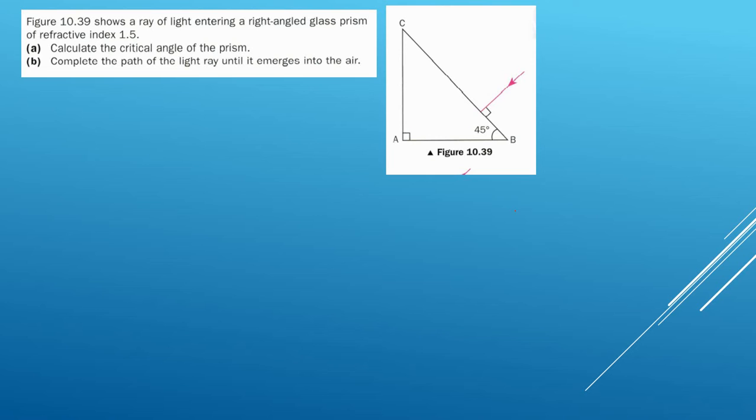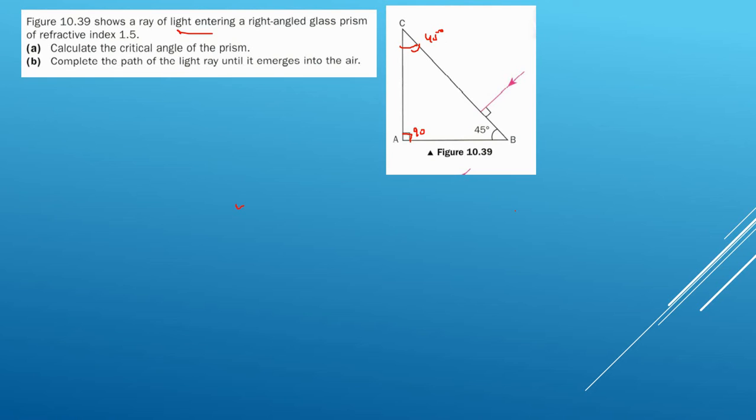But before going to that, just revise the refraction we have learned in the previous chapter, and how to find the critical angle. So the question says that a ray of light is entering a right angle glass prism. So this glass prism is right angle. If this is the 90 degree, this is 45, so obviously this will also be 45. Whenever you solve the prism, always make sure what angle is given to you.